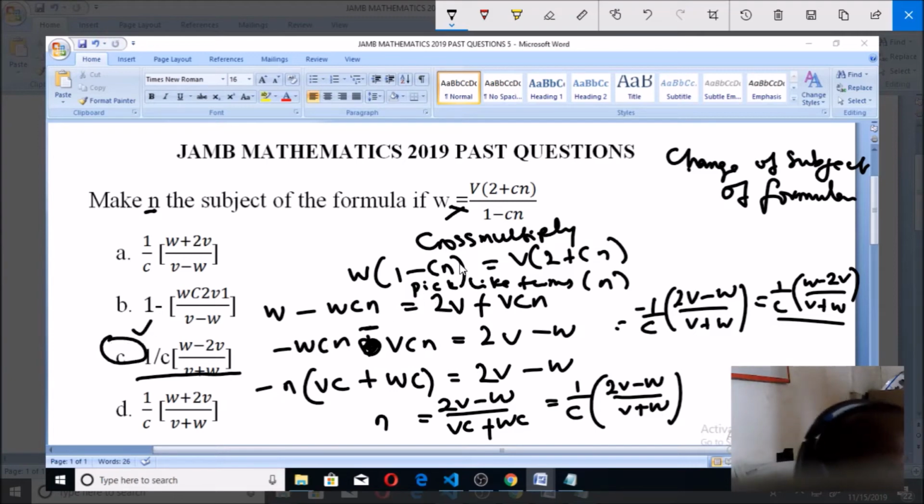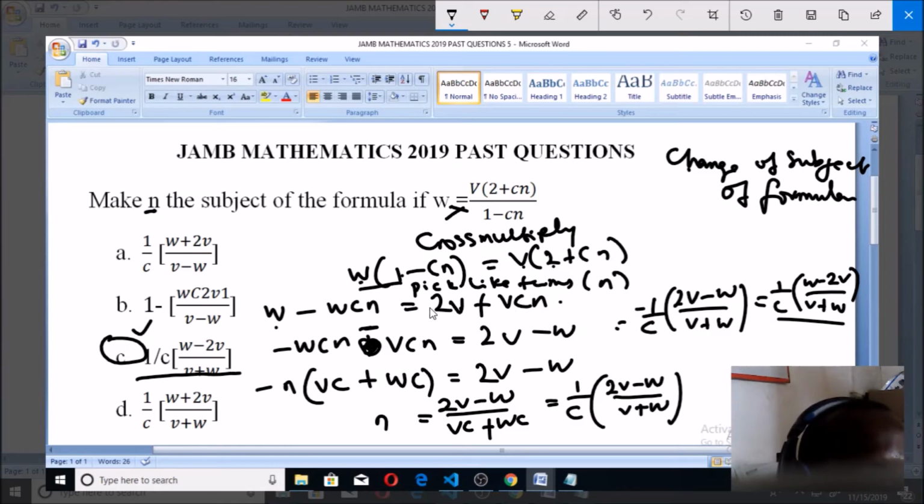So let me run through this again. So this is what we have, and in order to make n the subject, we need to get n terms in one side, so we'll cross multiply first. So we do w times 1 minus cn, and that is what we have here. Then we'll do the same here. This times 1, we have this. So pick out like terms, all the terms in n, take it one side. So if you multiply out here, you have w times 1 is w, times cn will give you wcn equal to v times 2, v times cn. This is plus, you have vcn. So that's what we have.